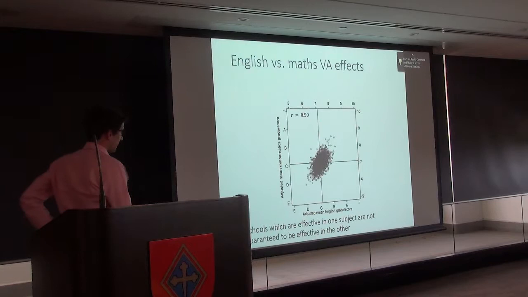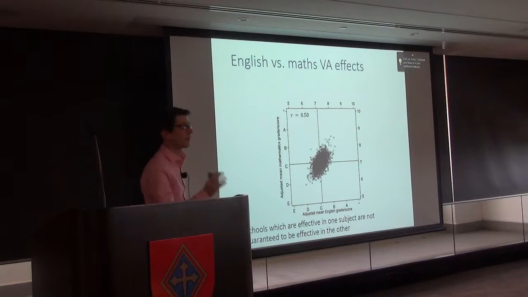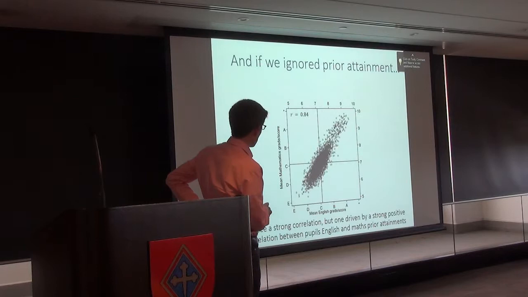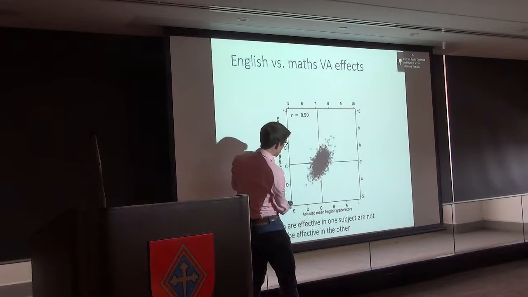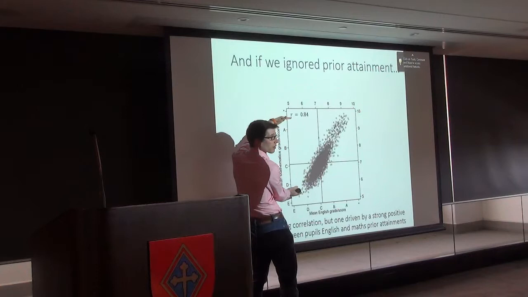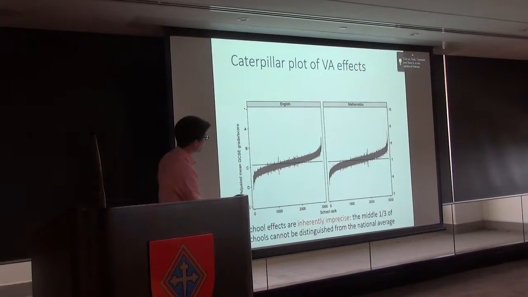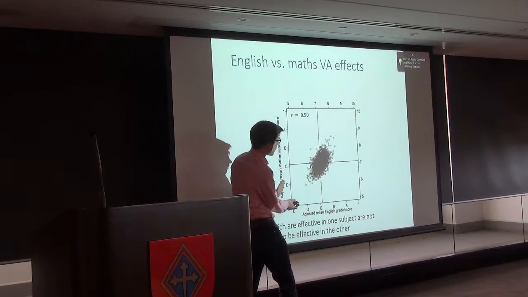Contrast this picture to what you would get if we failed to adjust for prior attainment, like a 5 A* to C type approach. This is what we get. Making the adjustment for prior attainment, we move to a situation where the differences between schools are far less pronounced, because a lot of these differences are related to the inputs. These schools tend to serve more advantaged communities than these. Also, we get a weaker correlation: 0.84 drops to 0.5 when we adjust for intake.